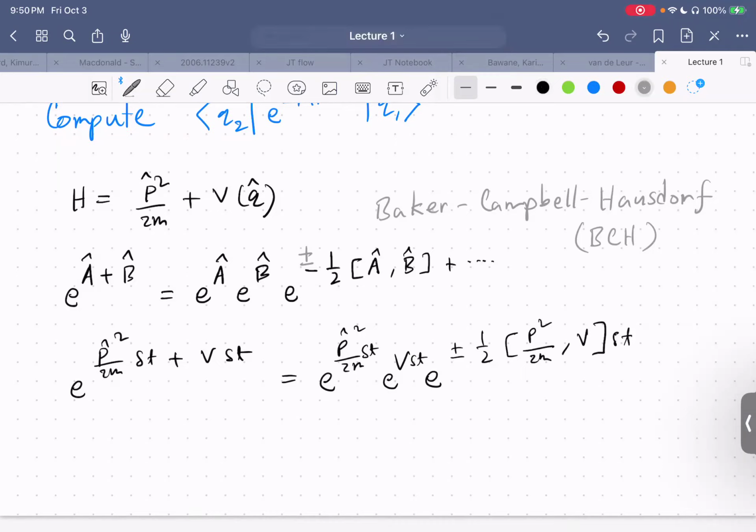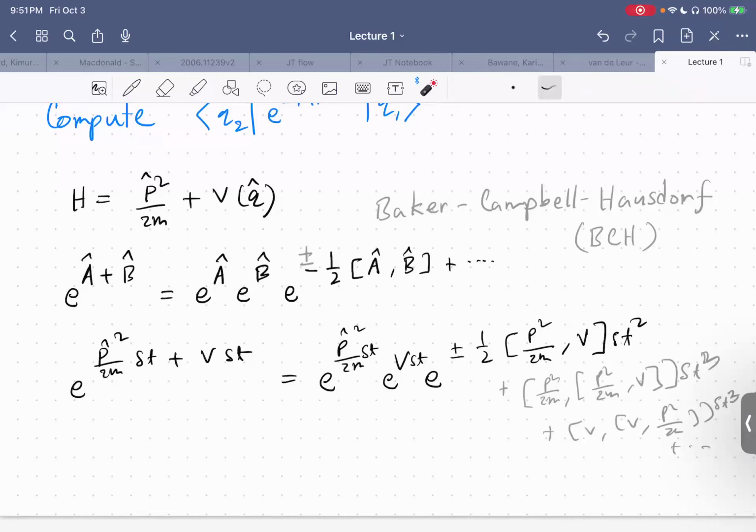So what do they look like? For example, you would have the commutator of p squared over 2m with the commutator of p squared over 2m and V. And then you also have the commutator of V with p squared over 2m, etc., right? But the main point is that this will be multiplied by delta t squared. Actually, sorry, this is multiplied by delta t squared, and these are multiplied by the cube. Whenever you have an operator, it is accompanied by delta t. So here we have one operator, one delta t, two operators, two delta t's, three.